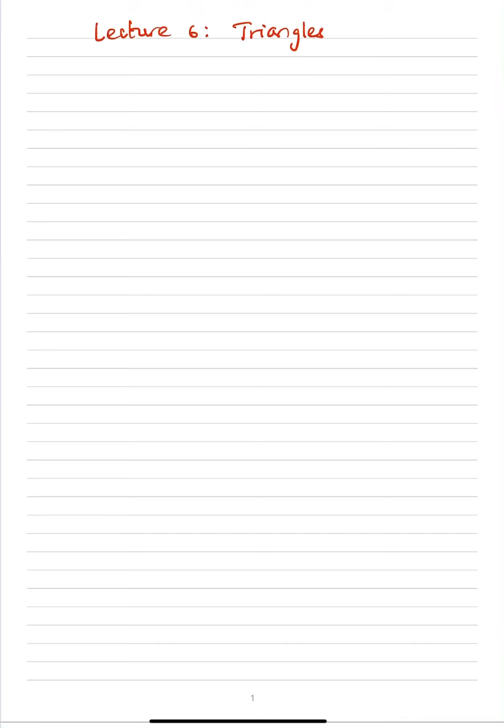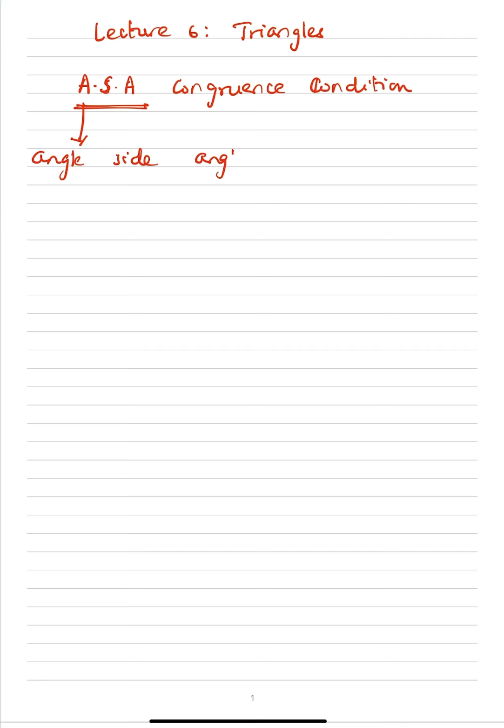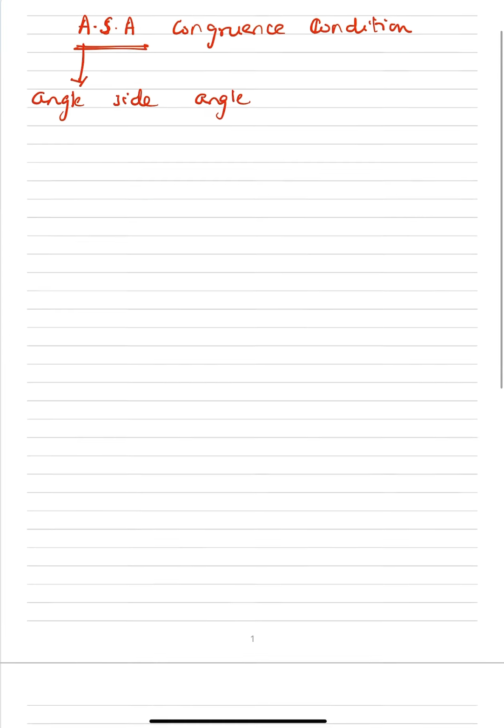Today we will be doing the A.S.A congruency condition or criterion, whatever you say. Now this is what A.S.A is: A is nothing but angle, S is side, and angle. In some sums we need to use this criterion to prove the given statement. As we have done SAS, now we will use A.S.A also in particular sums. What is this A.S.A congruency?